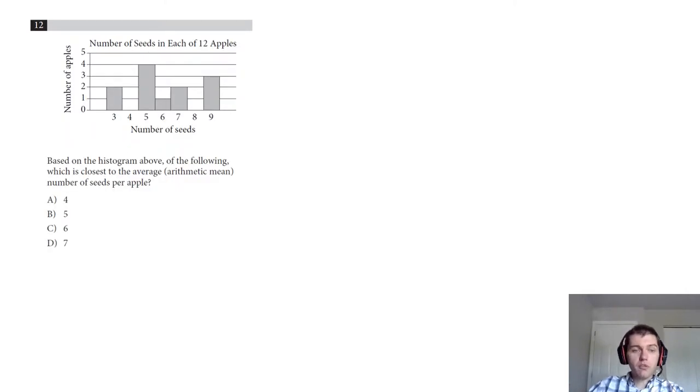Problem 12. What they're looking for here is the average number of seeds per apple, where they give their data in the histogram above. And if you're rusty looking at histograms, basically a histogram can be broken back down into a list for each individual apple of how many seeds it has. So there are two apples with three seeds. So you could list three seeds, and then there were four apples with five seeds. You could list five seeds, five seeds, five seeds, five seeds, one apple with six seeds, etc.